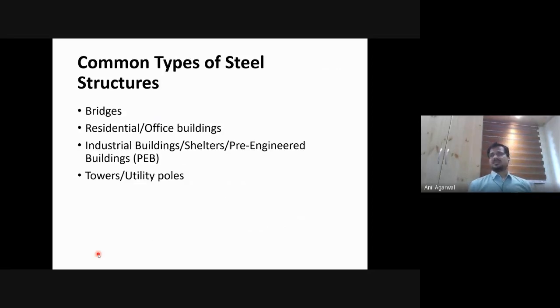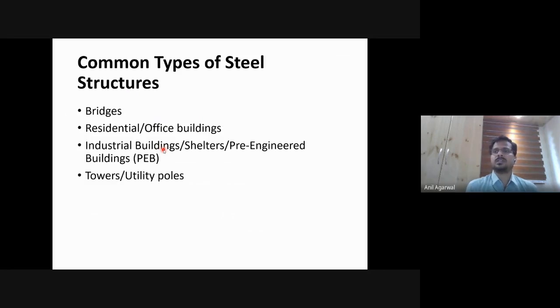All right, so what is structural steel used for? What kind of structures is it used for? We have all seen steel being used for various types of structures, for bridges, different types of buildings. It could be residential buildings, office buildings, industrial buildings. These two are pretty much similar kind. Now it is this PEB.